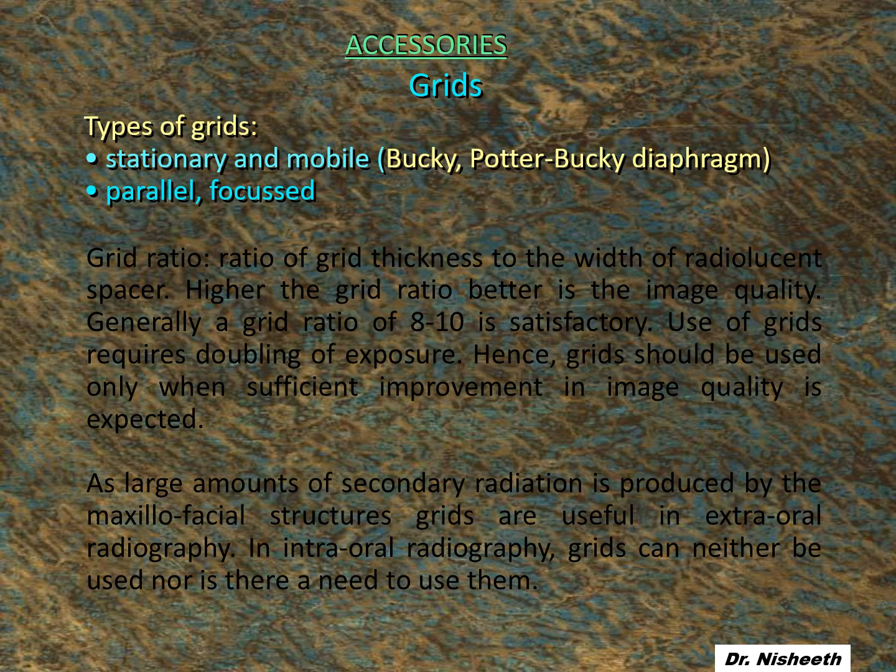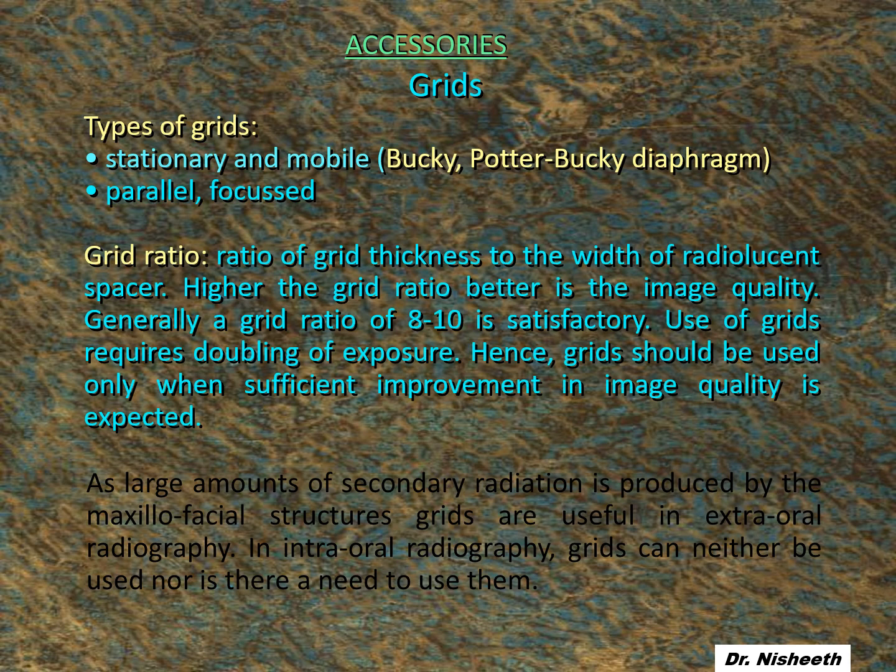Another question which comes from grid is the grid ratio. Grid ratio is the ratio of grid thickness to the width of radiolucent spaces. The higher the grid ratio, the better the image quality. Generally, a grid ratio of 8 to 10 is satisfactory. Usually, it is asked as an MCQ what the grid ratio should be. So, grid ratio is between 8 and 10.